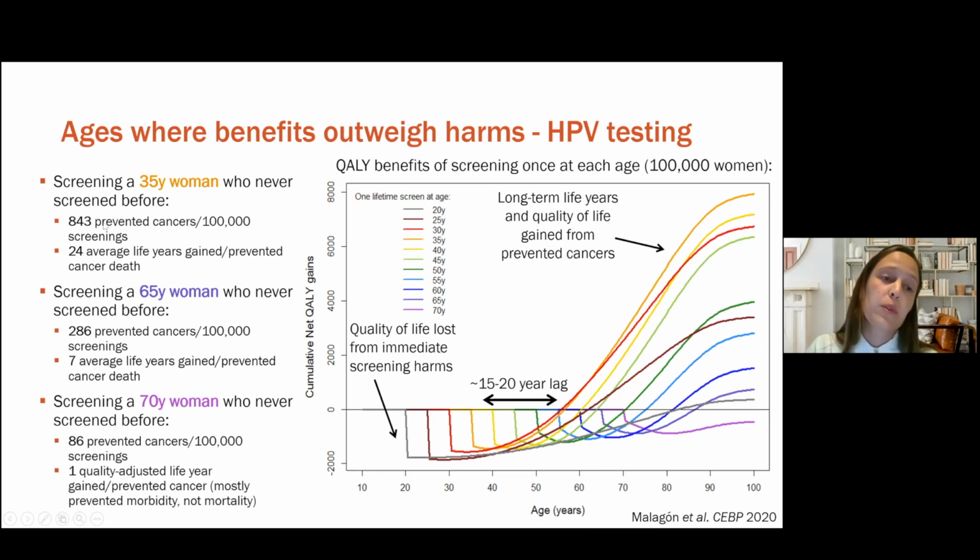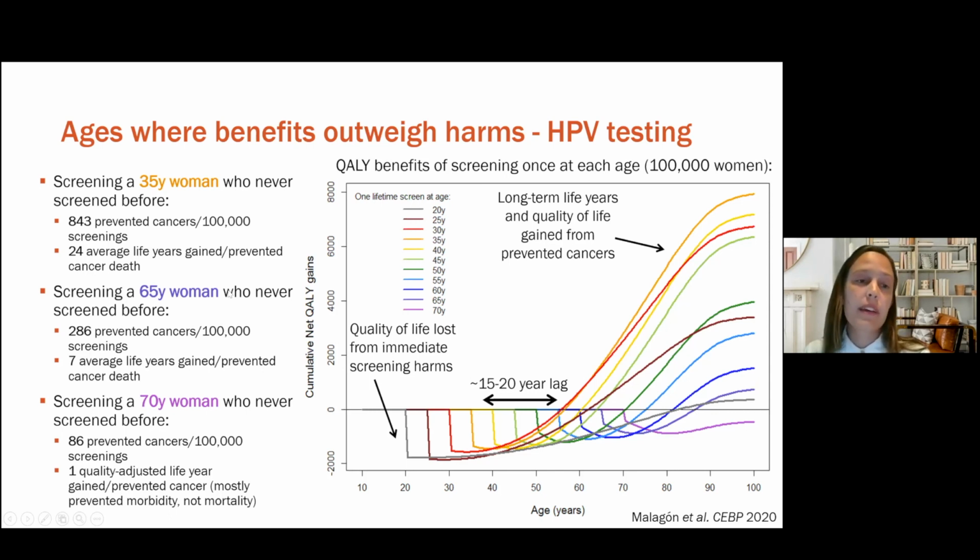Screening a 35-year-old woman is expected to prevent 843 cancers per 100,000 screenings, leading to 24 average years of life gained per prevented cancer death. However, as we get older, after the age of 35, the efficiency of screening tends to go down. So if we look at, say, screening a woman who is 65 years old, this woman would still have the harms of screening, but the benefits of screening in terms of potential life years gained are much less.